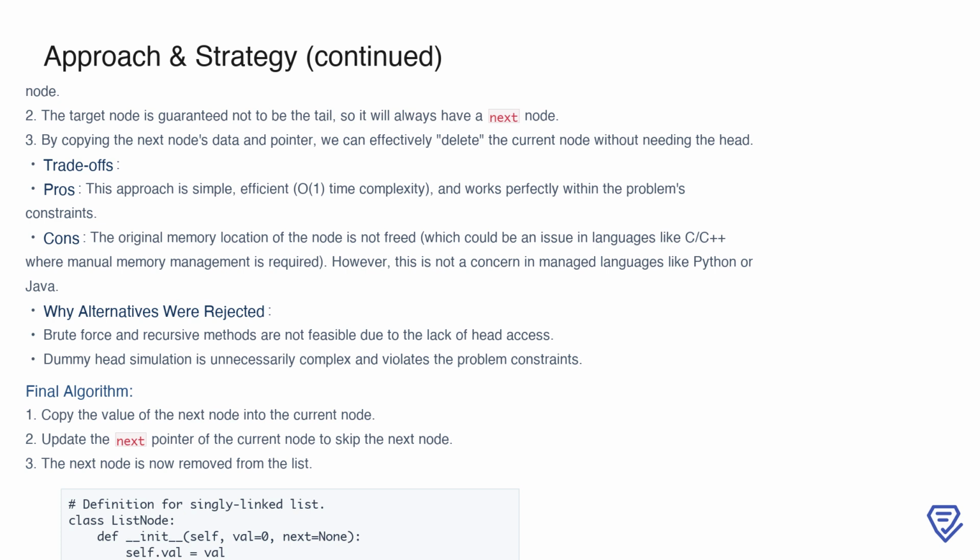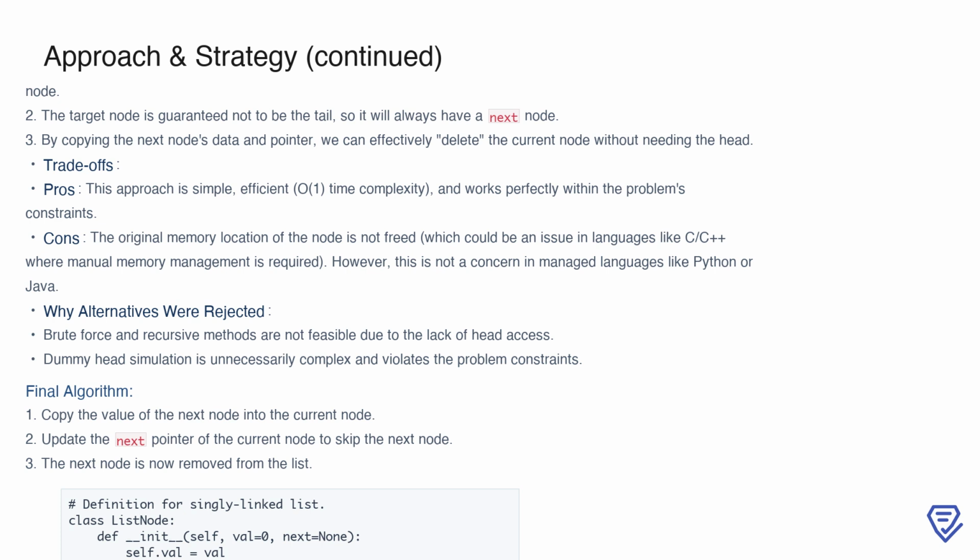First, the constraints explicitly state that we only have access to the node to be deleted, not the head of the list. Second, we are guaranteed that the target node is not the tail, which means it will always have a next node. These conditions allow us to use the next node's data and pointer to effectively overwrite the target node, eliminating the need for head access. This approach is efficient, with a time complexity of O(1), as it only requires a constant number of operations. Additionally, it avoids the need for extra memory, giving it a space complexity of O(1).